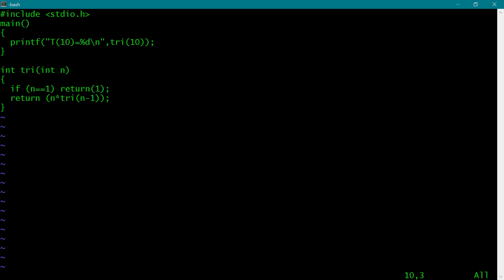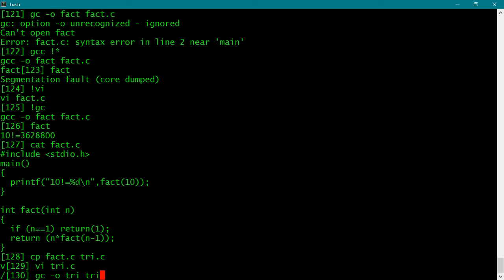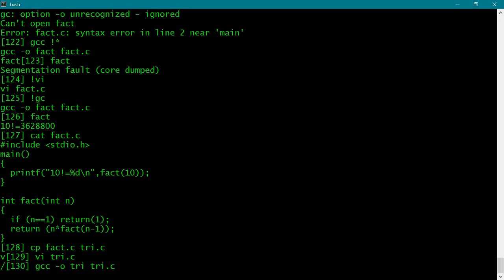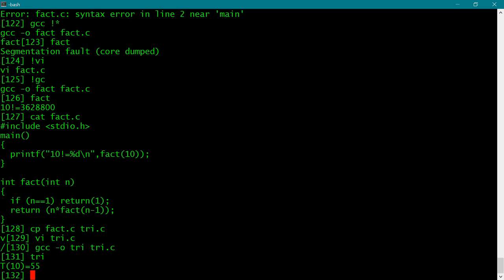So how do we write a function to calculate the nth triangle number? Same base case, if n is 1, the answer is just 1. But the nth triangle number is just n plus the n minus first triangle number. So I change that star to a plus. And there's our 10th triangle number. Again, we're just using a recursive definition, a recurrence relation.